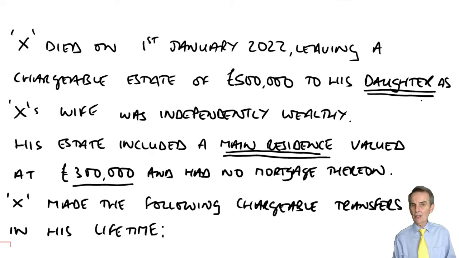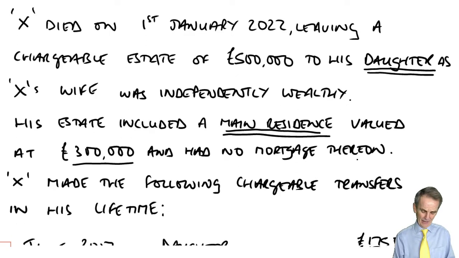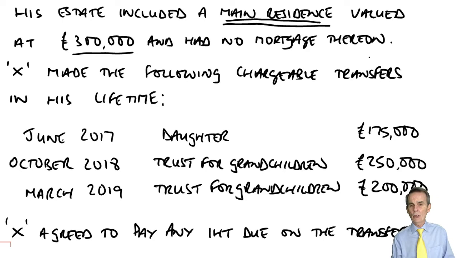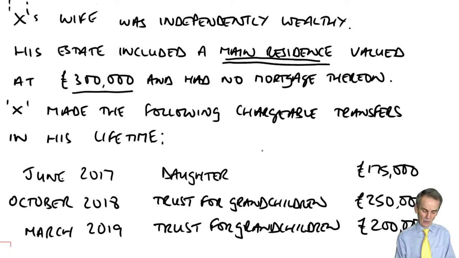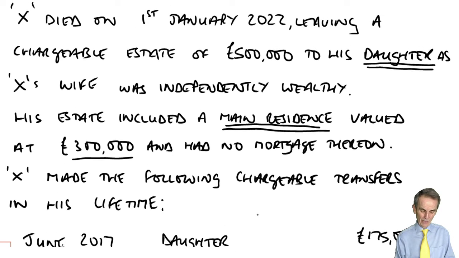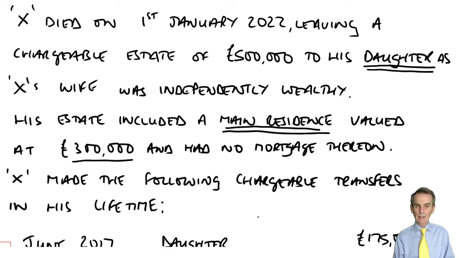Of course, it isn't just the death estate. In the exam question we get, there's probably going to be 2 or 3, maybe even 4 lifetime transfers that have occurred. And we're told here that X made the following chargeable transfers in his lifetime. I'll go through those with you in a moment. Just make sure, please, before then, that you've got that information noted down. And I'll pause while you copy that up.